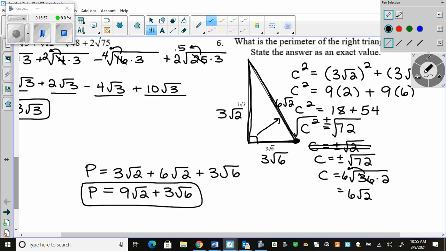You can't put them together. Why? Radicands are not the same. That's our rule. It is true.